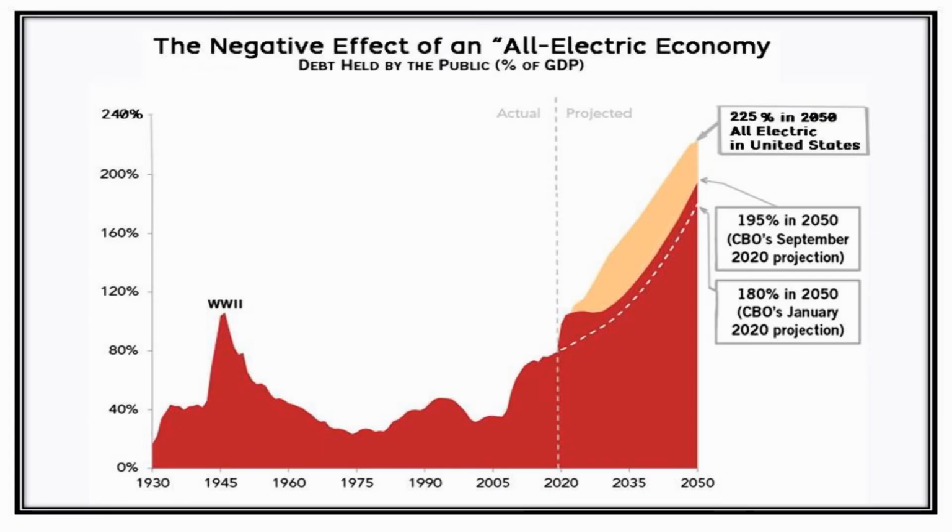Take a look at this disturbing chart showing the negative effect of an all-electric economy in the United States. This chart shows debt held by the public as a percent of GDP. And you can see that it predicts by 2050, the United States debt will skyrocket to over 220% of GDP. So we will owe incredible amounts of debt as a result of converting the United States to an all-electric economy.